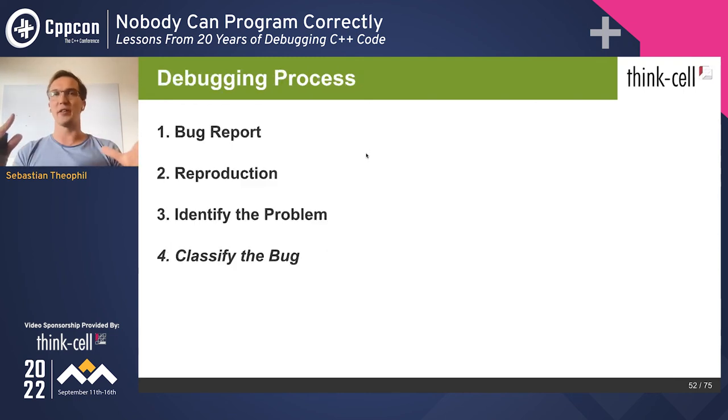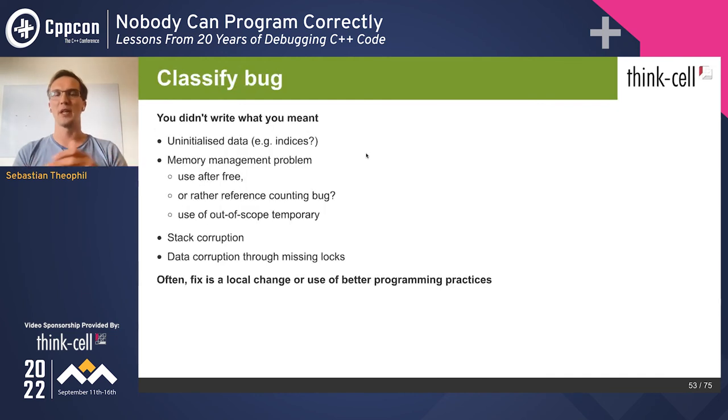Okay, now we've identified the bug. Now we can spend some more time on fixing it properly and preventing the bug from appearing again, hopefully. And the first step to do so is to classify it. What kind of bug are we looking at here? I would classify them loosely in two categories. It's not very scientific. It's a loose categorization.